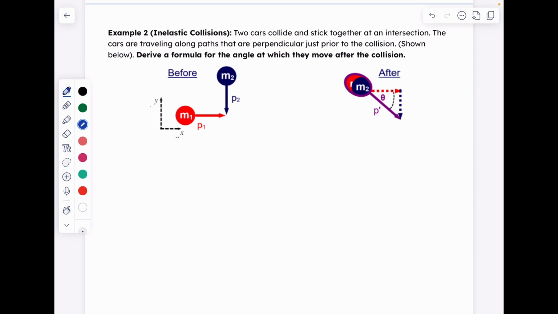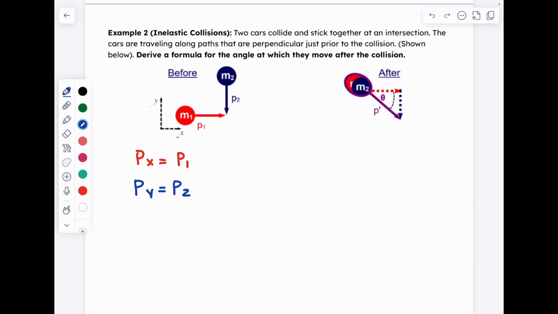What's nice about this problem, and it doesn't look nice to begin with, is that in the beginning, both of these objects are moving in completely different directions. I say it doesn't look nice because it sounds like it's going to be complicated, but it makes it very simple for us to determine what our total momentum in the x direction should be, because we only have one momentum, that is P1. And then in the y direction, our total momentum is P2. There's no y component here, there's no x component here.